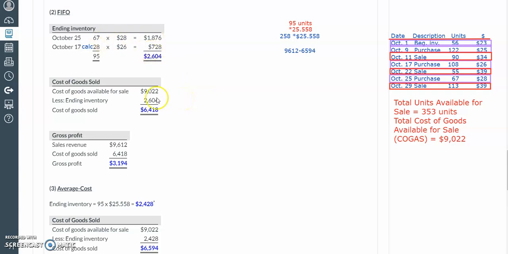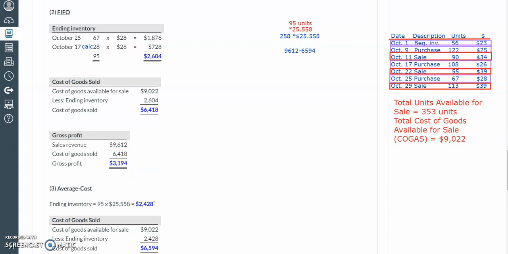For your cost of goods sold, you're going to take the cost of goods available for sale minus the ending inventory equals your cost of goods sold. And for the gross profit, you take your sales revenue minus this cost of goods sold equals your gross profit.